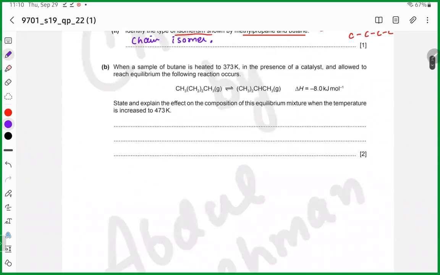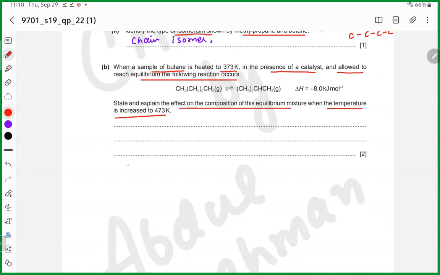Okay, now B part. When a sample of butane is heated to 373 Kelvin in the presence of a catalyst and allowed to reach equilibrium, the following reaction occurs. State and explain the effect on the composition of this equilibrium mixture when the temperature is increased to 473 Kelvin. So the temperature is raised by 100 Kelvin and the reaction is exothermic.